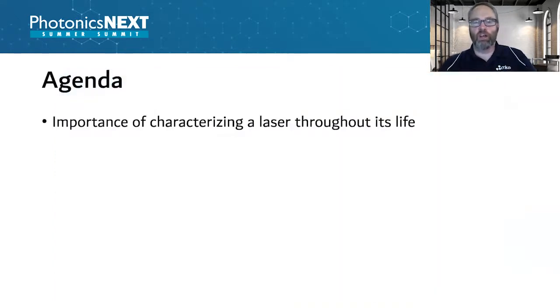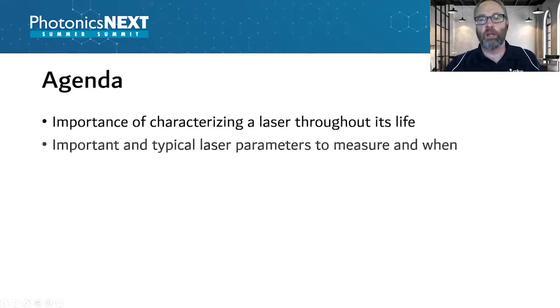Let's talk about an agenda for today's talk. I first want to talk about the importance of characterizing a laser throughout its life. If you think about a laser's life, the laser is a lot like a human being, right? It starts off as an infant. It grows up into what it's going to do for the rest of its life, and then towards the end of its life, like a human being, we see some problems, health problems and whatnot. And so it's important to characterize a laser a lot like you would a human being.